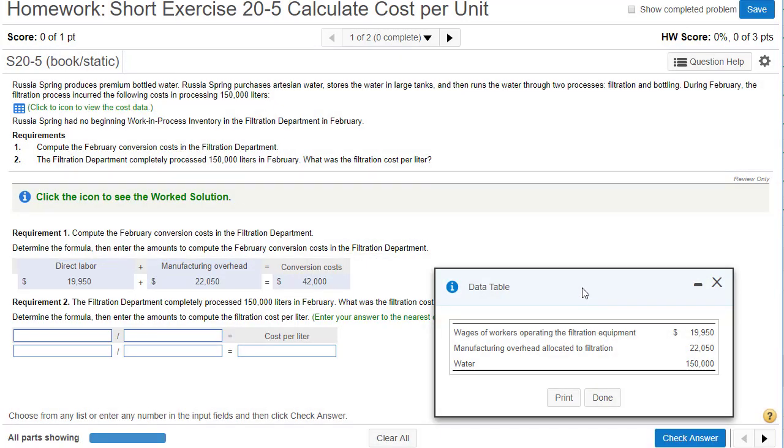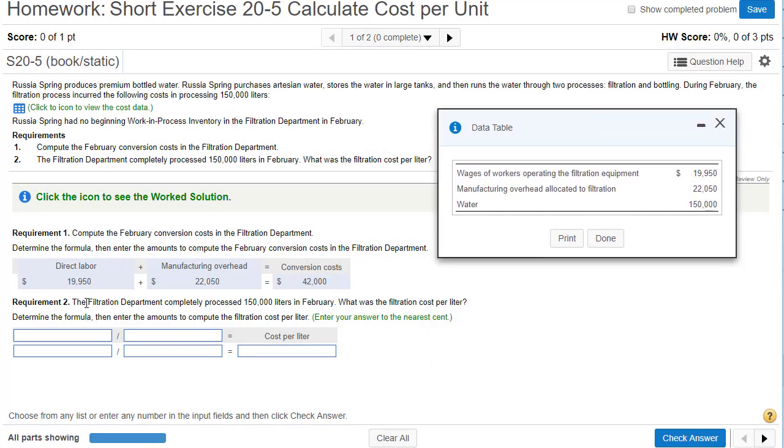Our next task, the filtration department completely processed 150,000 liters in February. So these are all 100% completed, so that's important, 100% completed. If some of these were partially completed, then it makes this calculation more difficult. But these were all 100% completed. What was the filtration cost per liter? So how much did it cost to filter these liters?